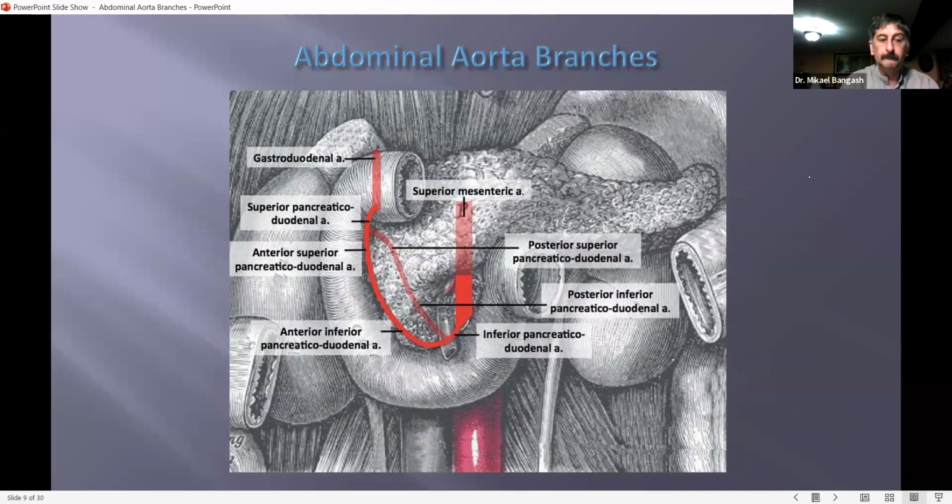Or if you look here, the gastroduodenal artery gives off the superior pancreaticoduodenal artery, which is going to give off an anterior branch and posterior branch.